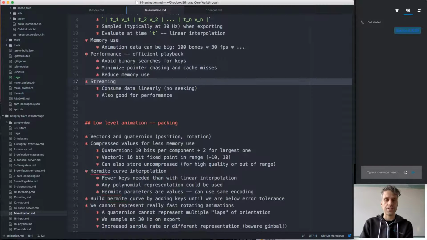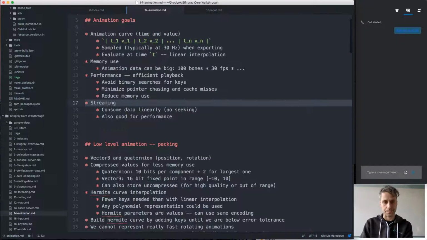Then another goal, which isn't as obvious, is streaming. We don't actually use this right now for animation. I don't think we ever stream animation data right now in the engine, but it's something that you would want to support in an animation system. So suppose that you have a really, really long animation, like 30 minutes or something. You might not want to load that entire animation into memory at once. You might want to be able to stream that animation data in as you're playing the animation.